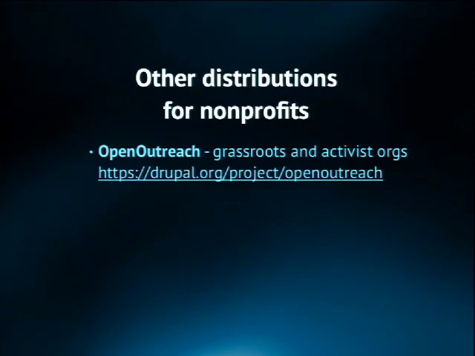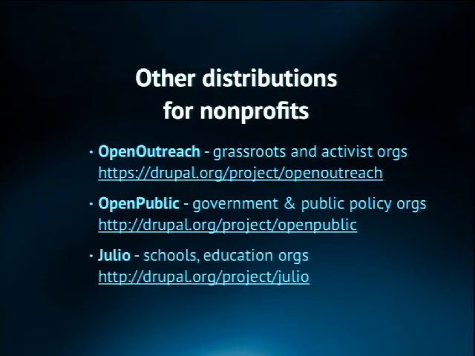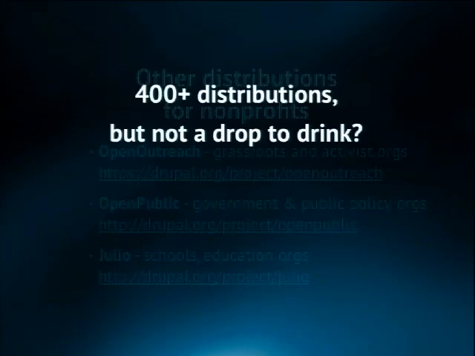Open Outreach is a distribution specifically focused on grassroots and activist organizations. So if that's the kind of work you're doing, you should look at that. Open Public is a distribution focused on government and public policy work. So if you're doing that kind of work, that's a good thing to look at. And Julio is one of the few distributions that doesn't start with the word open. Apparently they didn't get the memo that that's what we're all doing. There's no reason distributions need to start with open. I was just kidding. Julio is focused on education and school work. So if you're doing stuff in the education sector, Julio's something you might want to look at.